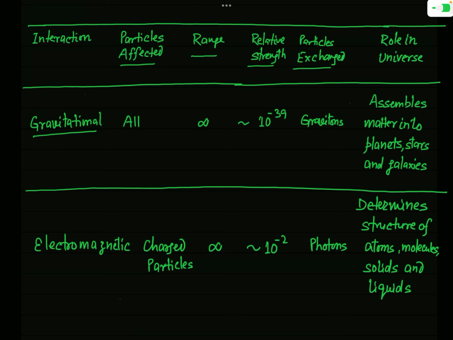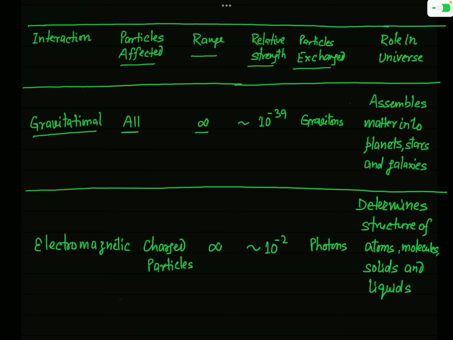Gravitational interaction affects all types of particles. That particle may be a charged particle or a neutral particle. Every particle, from an elementary particle to a large body like a star or galaxy, is affected by this gravitational force. Okay, and what is its range? As I have told you, this gravitational force is effective even at a very large distance. So we simply say that its range is infinity.